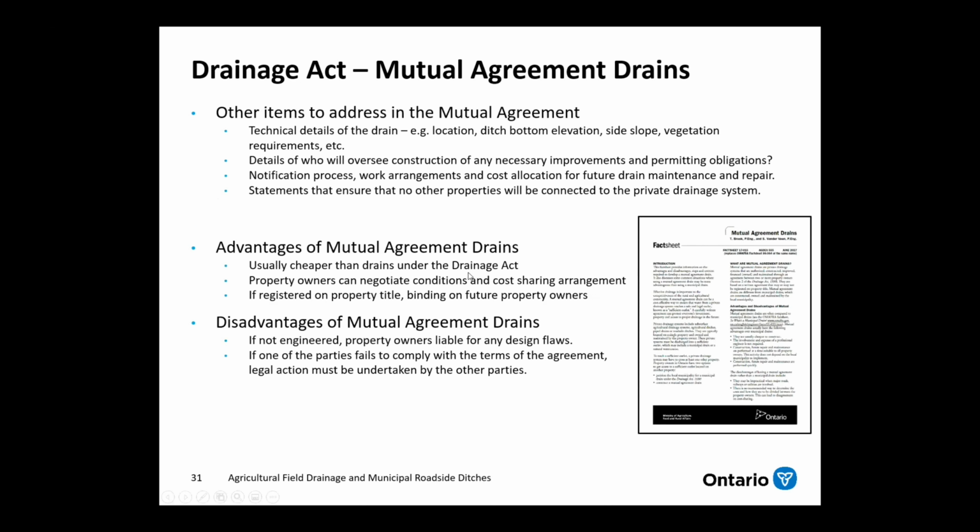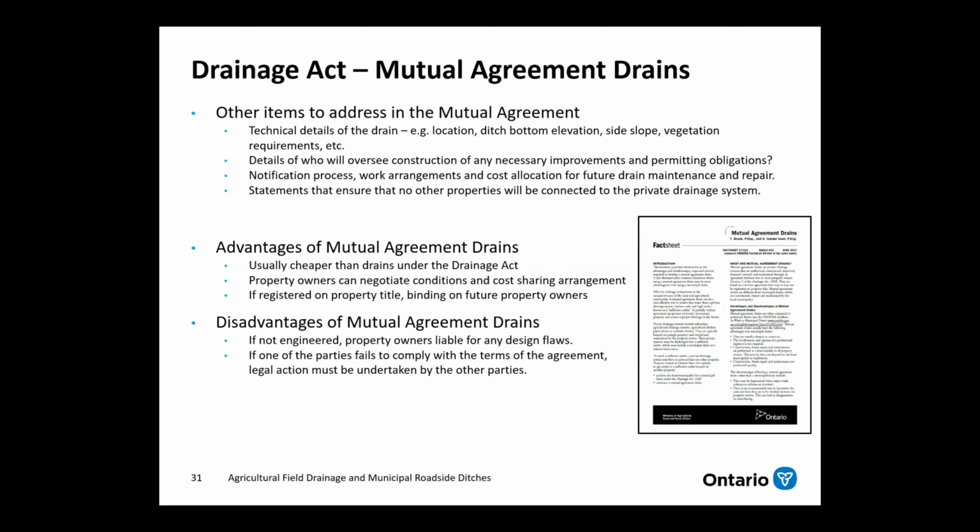So some things that you're going to want to consider if you're going to do a mutual agreement drain as well is the technical details of the drain. So make sure, where is it located? What is the elevation of the ditch bottom? Are there side slope requirements? Are there vegetation requirements? The details of who oversees the construction, and who oversees the permitting obligations. For future maintenance work, how is notification of future maintenance work done? Who does all the arrangements for that work?